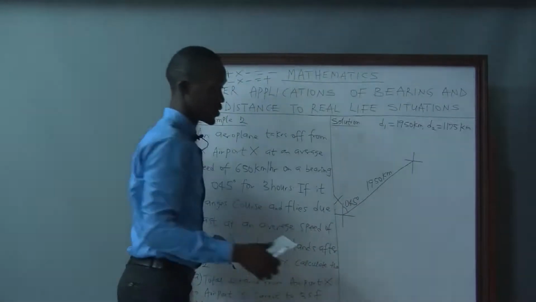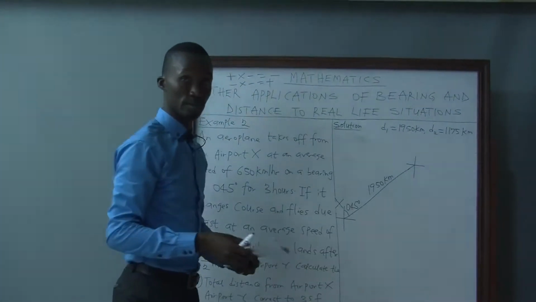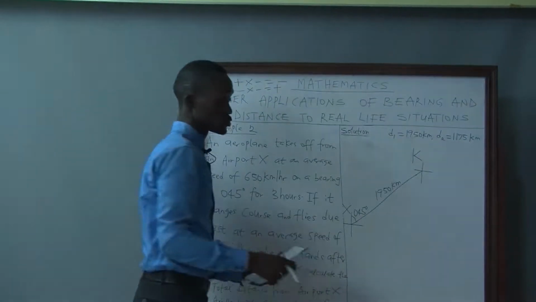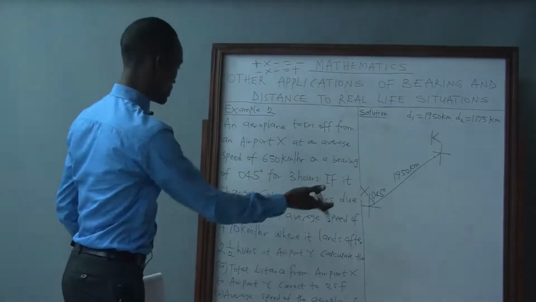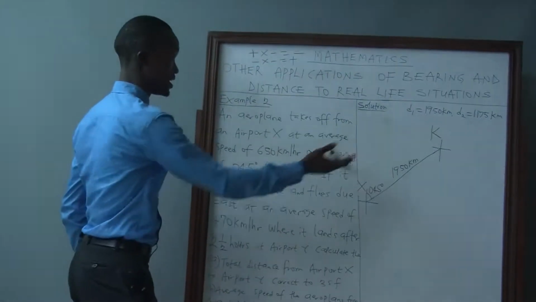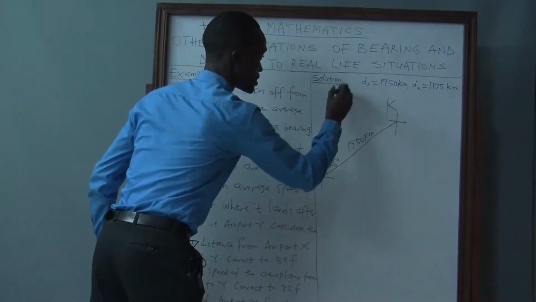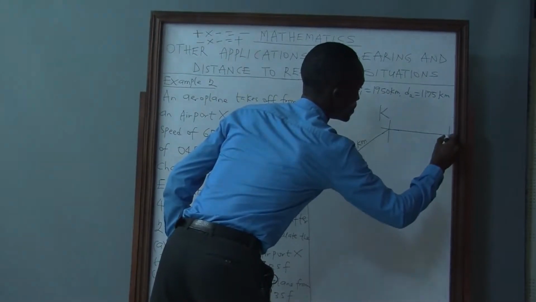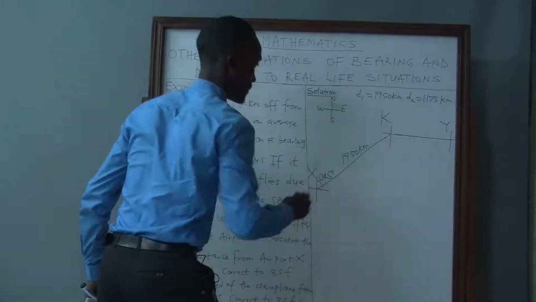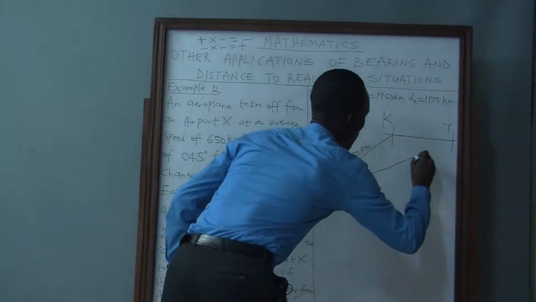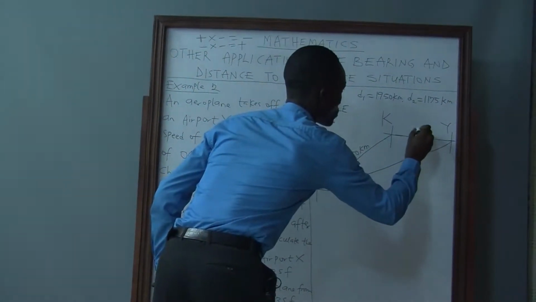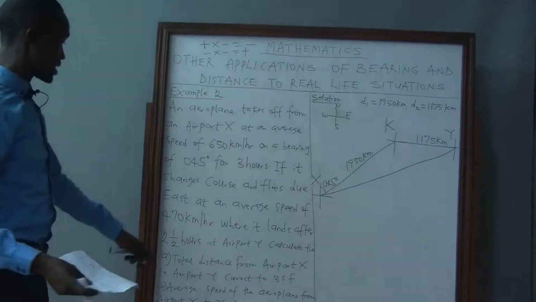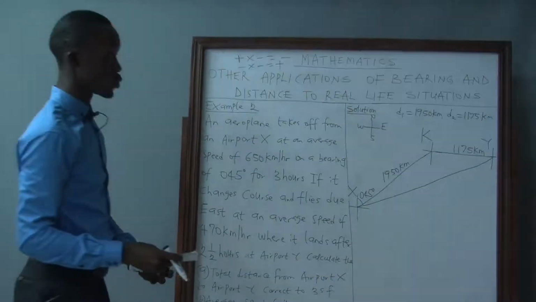Now getting to a particular point, we can represent this point with any alphabet. We can use P, we can use K. Let me use K for that. So after getting to K, the airplane changes its course and moves towards the east. From the 4 cardinal points, this is north, south, west, east. It moves towards this direction to airport Y. Then we join the two. This is 1175 kilometers.